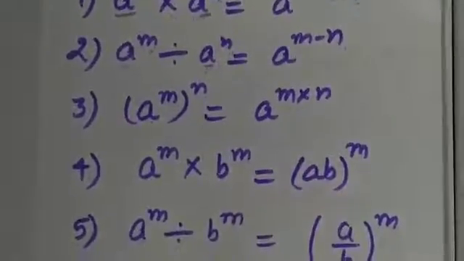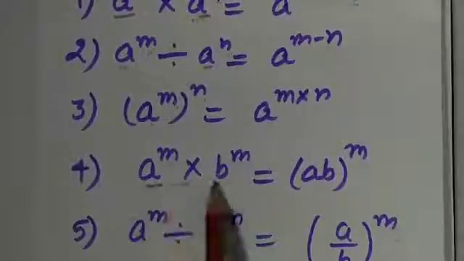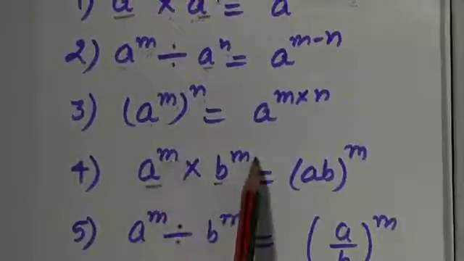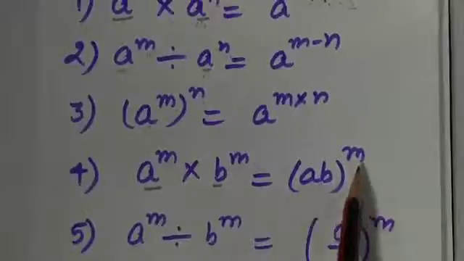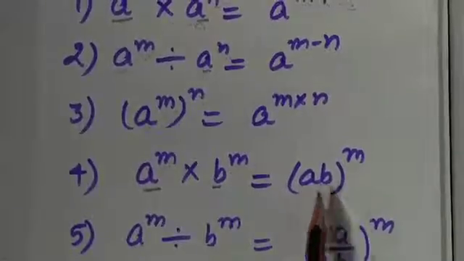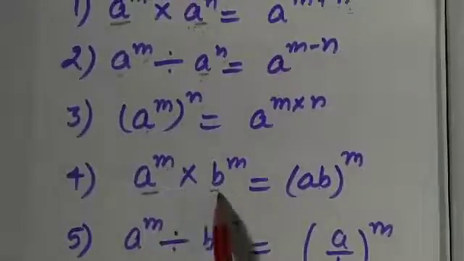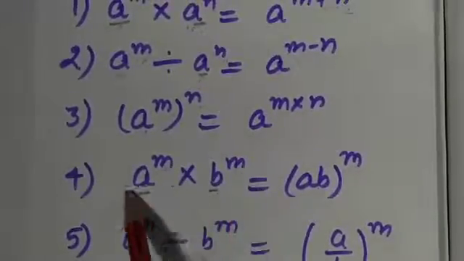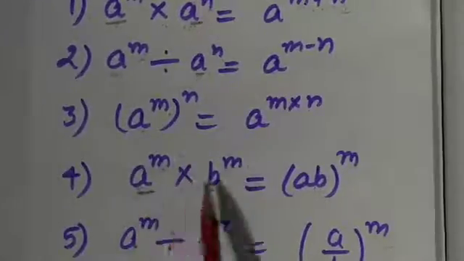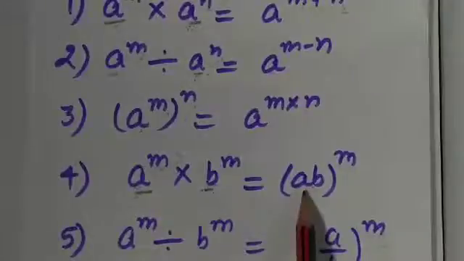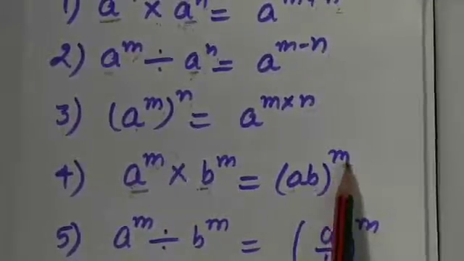The fourth one is a raised to the power m into b raised to the power m. It means different base and same power, then this can be written as (a into b) whole raised to the power m, or you can say (ab)^m. So if you are multiplying two exponential numbers having different bases and the same powers, then this can be written as a into b, that means the multiplication of bases, whole raised to the power m.